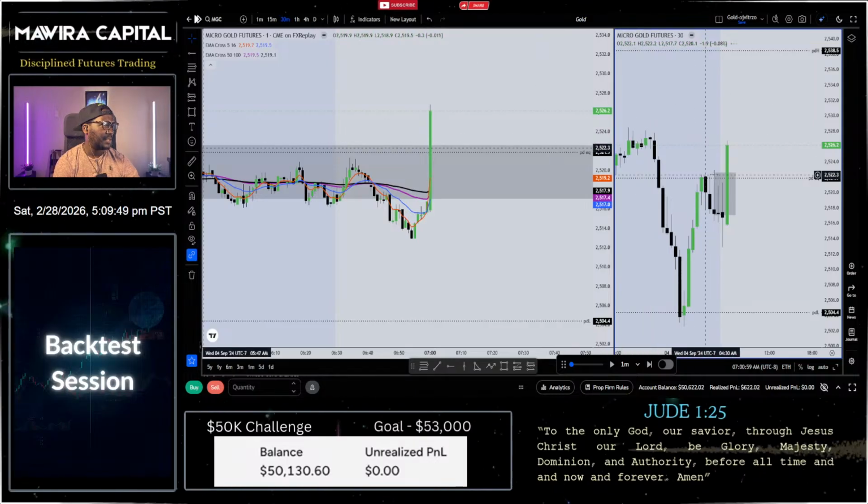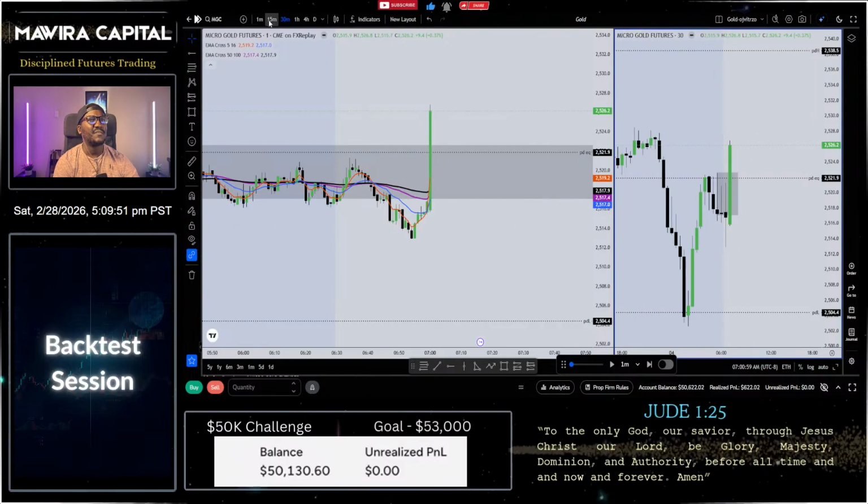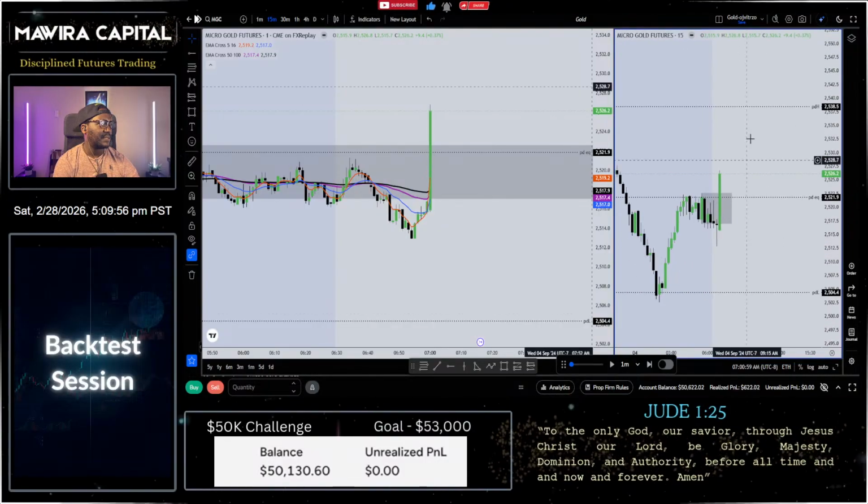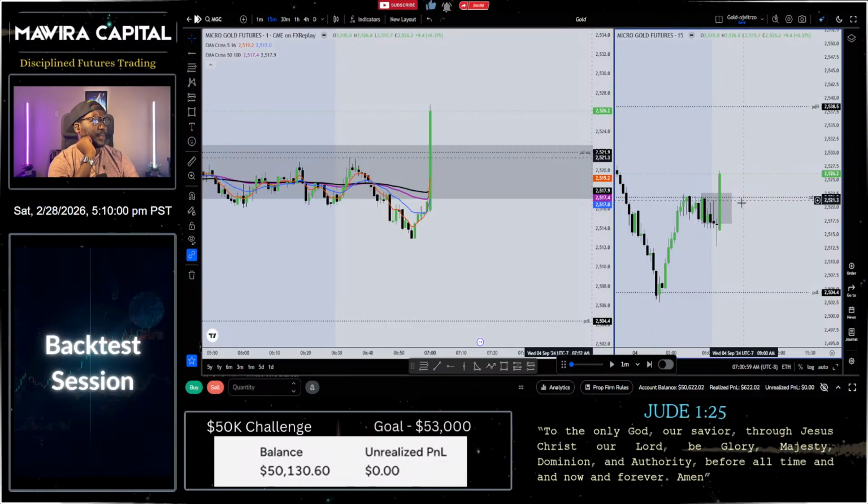Looking at 30 minutes, there's nothing. So the 15-minute is offering us something, and we see the previous day high is right there. So we could be going to those levels.